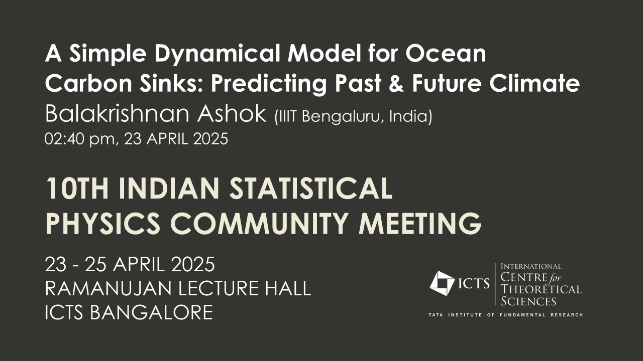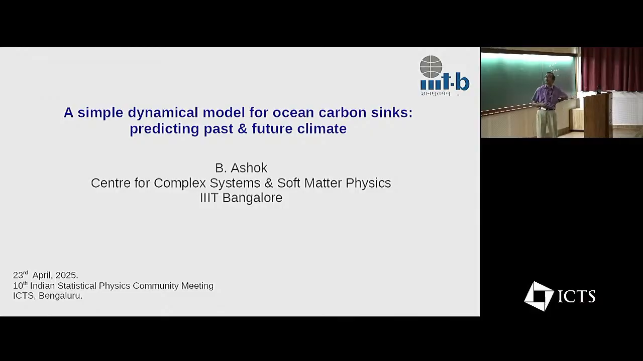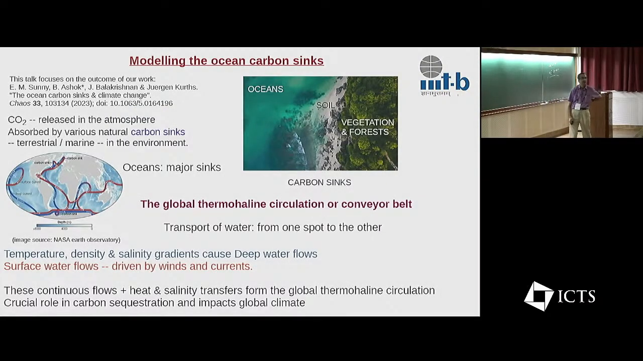So I'll be talking on how we can model the presence or absence of carbon sinks in the oceans and how we can use it to predict climate well into the past or into the future. But first, what do we mean by carbon sinks? Carbon sinks are locations in the environment, be it on Earth or in the sea, which essentially absorb carbon dioxide from the atmosphere. So just like we have sinks, we'll have sources where we have emission of carbon dioxide into the atmosphere. And oceans form a major proportion of this, around 40% of the total sinks on Earth.